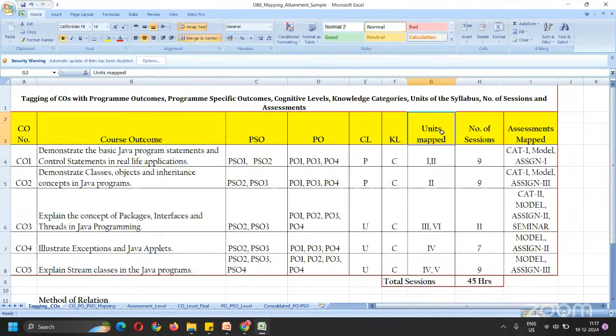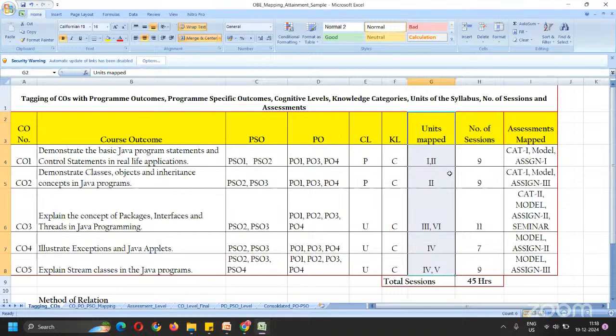So it depends completely on how we have designed our syllabus and units, and how we have framed our COs. So this is another level of tagging we have to do. You have to map your units with the corresponding COs. What are the units contributing to CO1, CO2, and the outcomes which you have set?